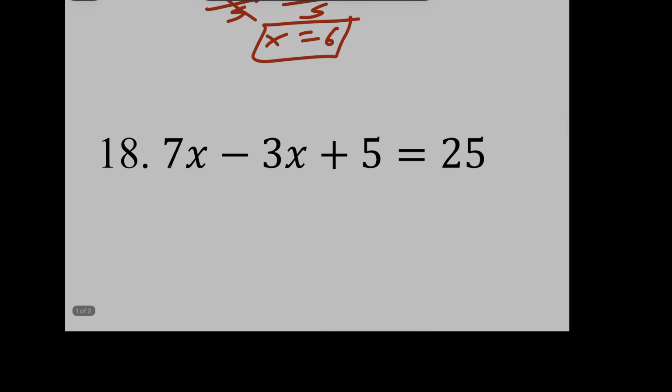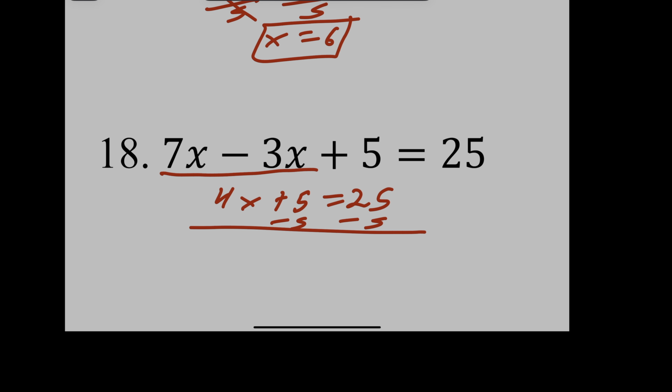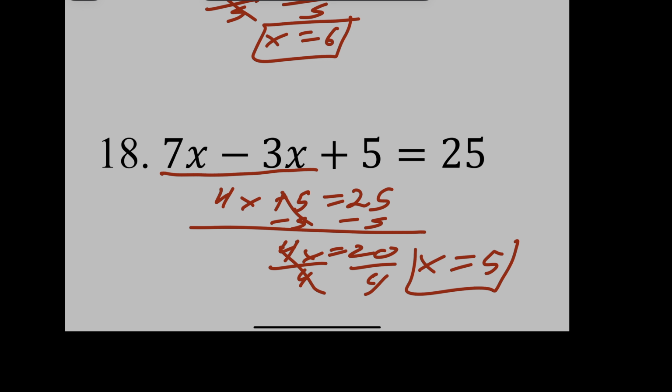Okay, 18, again, same side. And if they're on the same side, all we're going to do is combine them. Okay, plus 5 equals 25. So now if I subtract 5 from both sides, I get 4x equals 20. And once I divide each side by 4, I very simply get x equals 5.